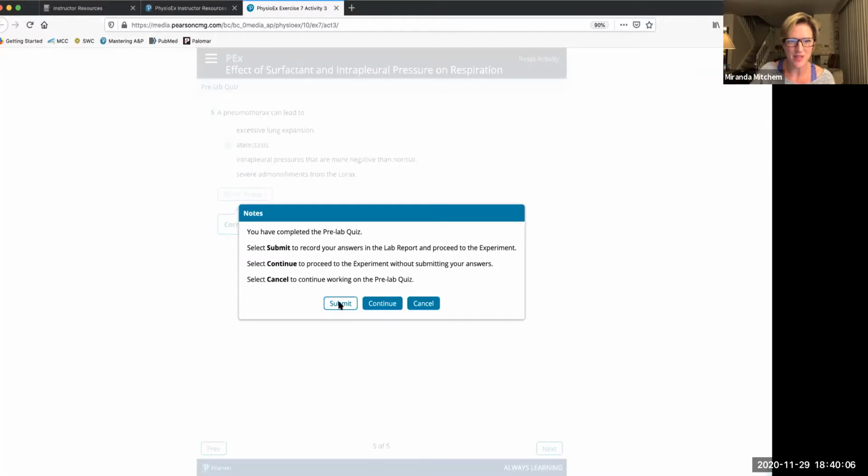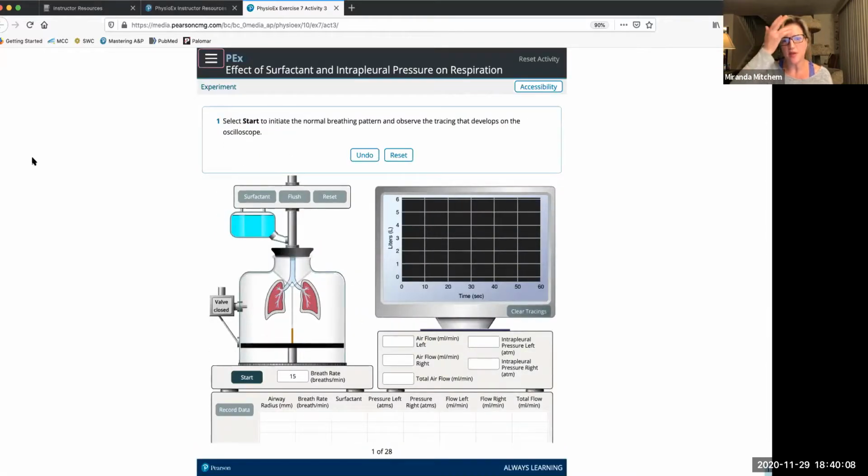All right, let's move to the experiment. Okay, so here we've got a similar setup to what we've been looking at. Well, this is more similar to what we saw in activity 1, but this time we have the ability to manipulate a valve in the lung here. Plus we can add surfactant. So let's begin.